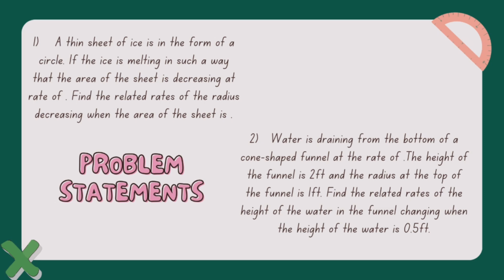The second problem is water draining from the bottom of a cone-shaped funnel at a given rate. The height of the funnel is 2 feet and the radius at the top of the funnel is 1 foot. Find the related rate of the height of the water in the funnel changing when the height of the water is 0.5 feet.